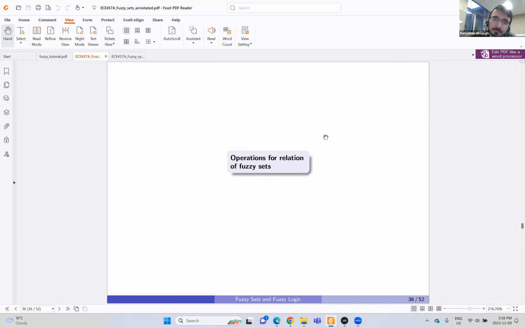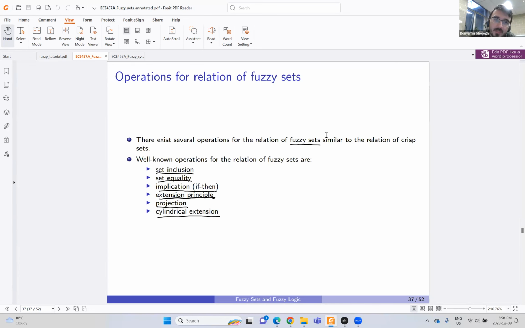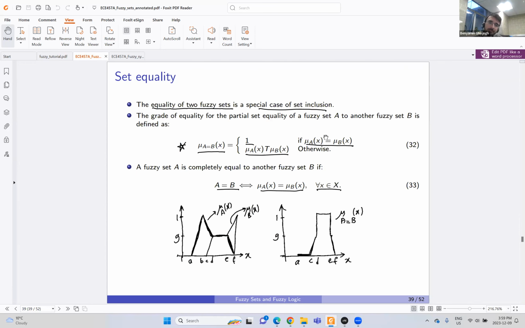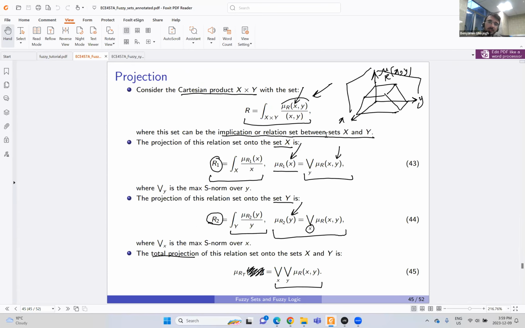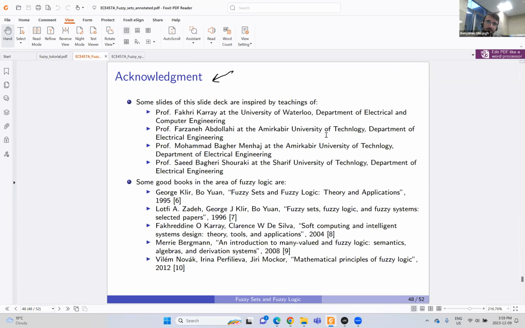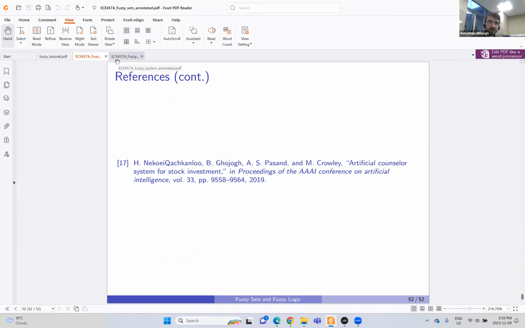Then we talked about operations for relational fuzzy sets, such as set inclusion, set equality, implication, extension principle, projection, and cylindrical extension. We talked about all of these. So this is what we had.